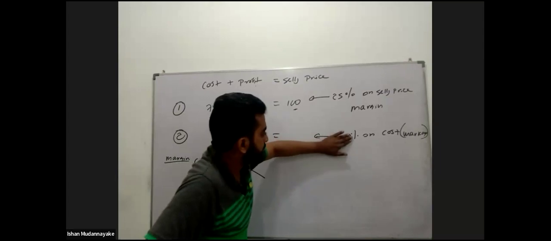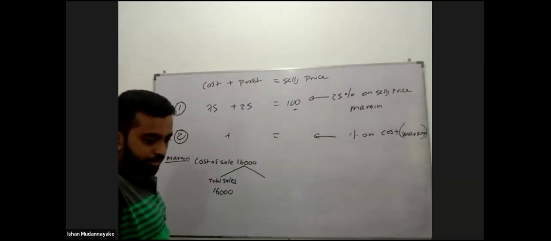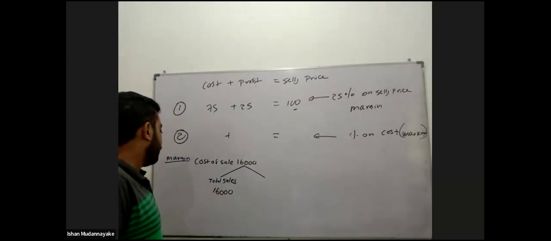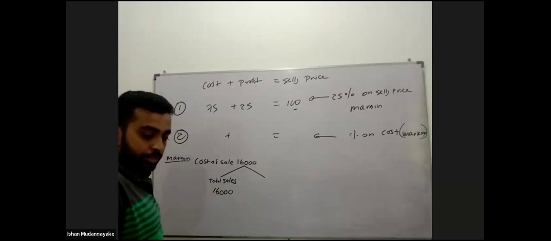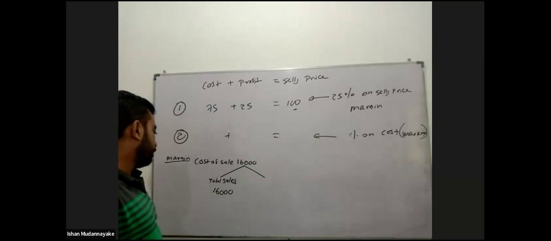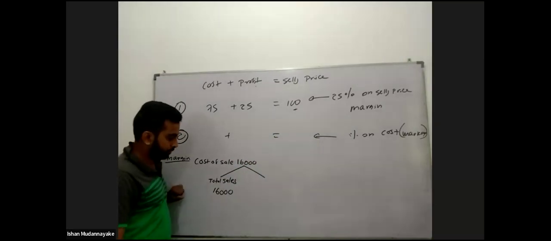Pricing policy of the business is 25% on selling price. The examiner has given you cost of sales 60,000, and you need to calculate total sales. Now, what is the equal amount for cost of sales?